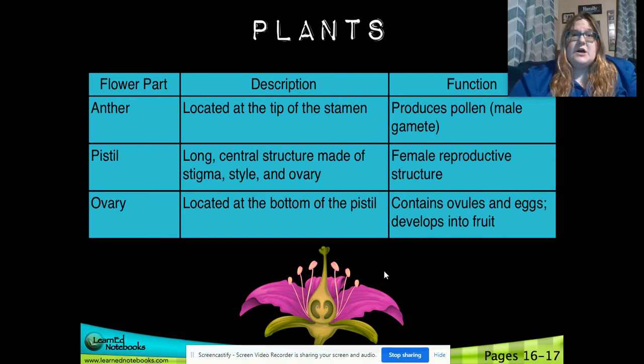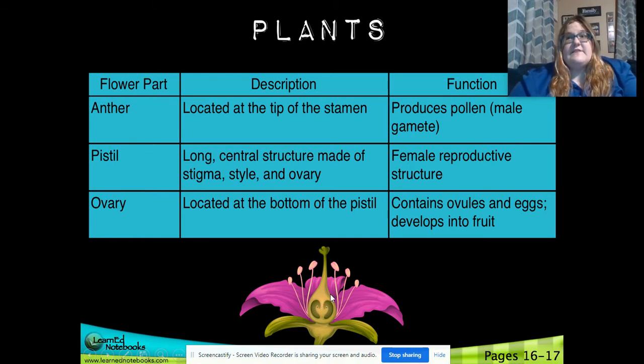The pistil is a long central structure made of the stigma, the style, and the ovary. This is the female reproductive structure. The ovary is at the bottom. It contains the ovules and the eggs. This is the part that develops into a fruit. Okay, pollen from here gets on a bee's butt as it's moving, and when it goes to drink nectar from another plant, this pistil will attract the pollen, and the pollen travels down and fertilizes an egg.